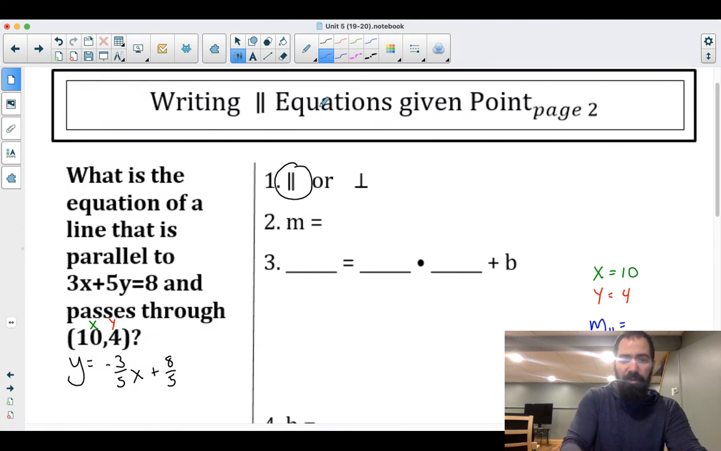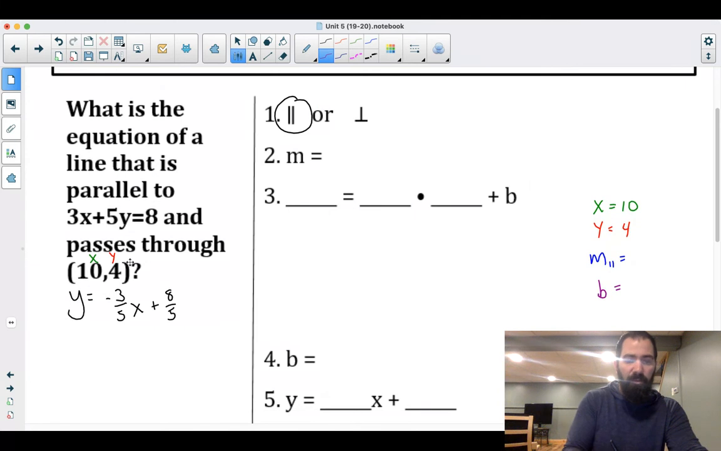Well, if we're looking at our equation here, y equals negative 3/5 x plus 8/5. This is the same equation as this one. We just solved it for y down here. Our original slope is negative 3/5, which means our parallel slope, which is the same, is negative 3/5. The same slope, doesn't change.